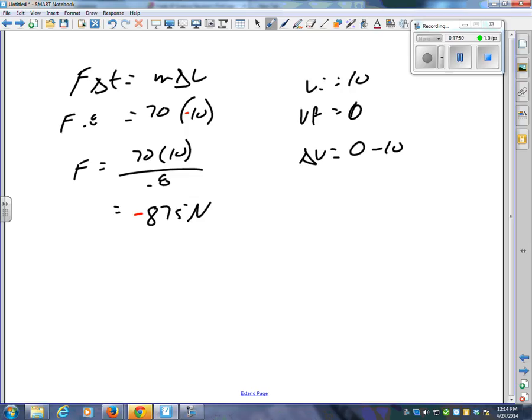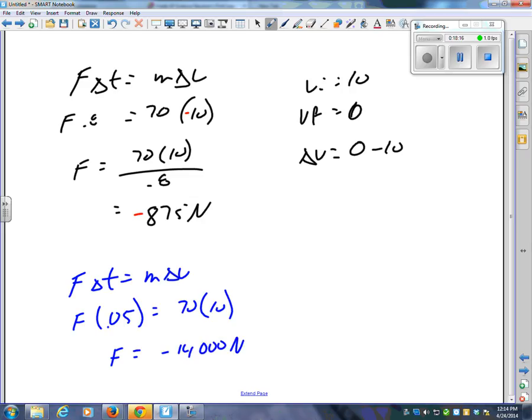It's like 875 apples hitting you at once. Now, if you're the stupid soldier that's got your knees unbuckled, and the time is 0.05, and you still weigh 70 and you're still at 10, right? The force on you is going to be like 14,000 newtons. How do you like them apples? Not so much.